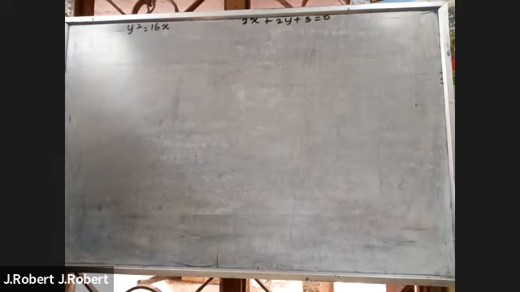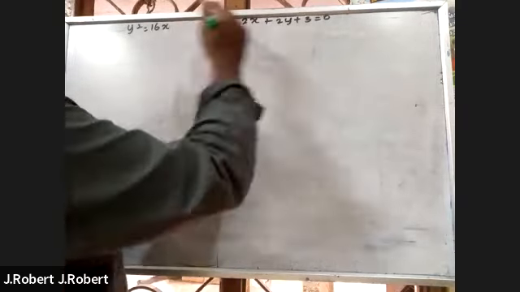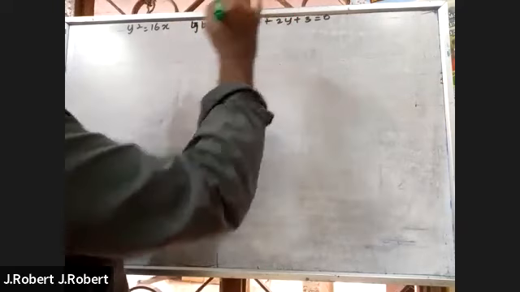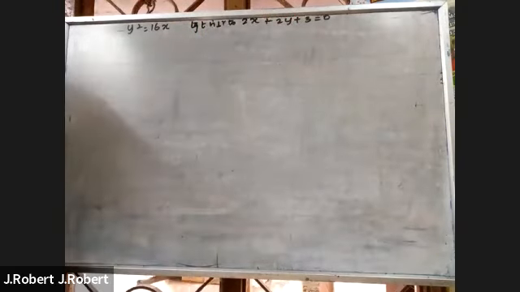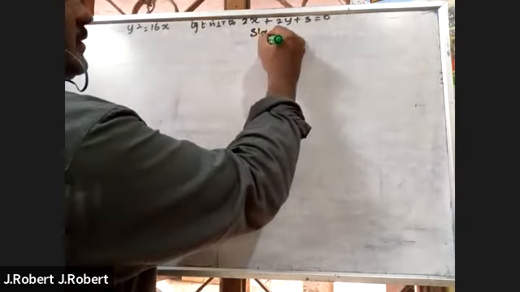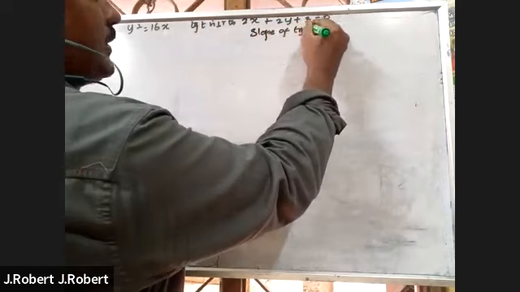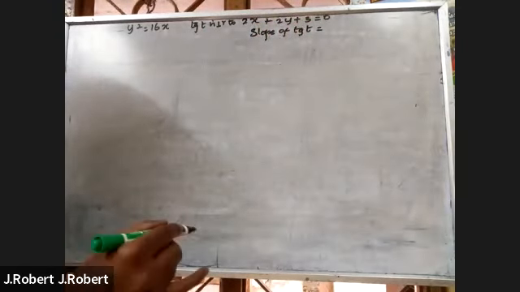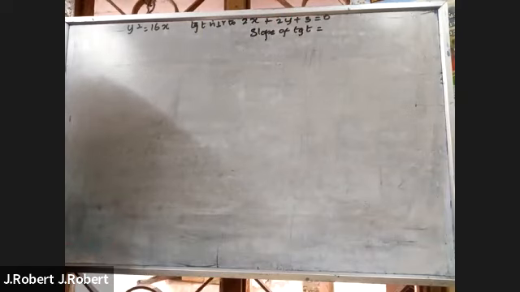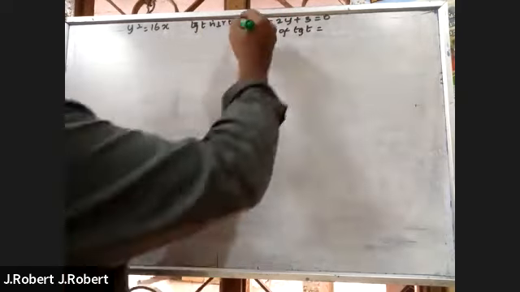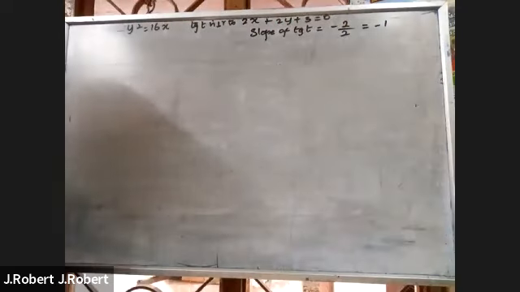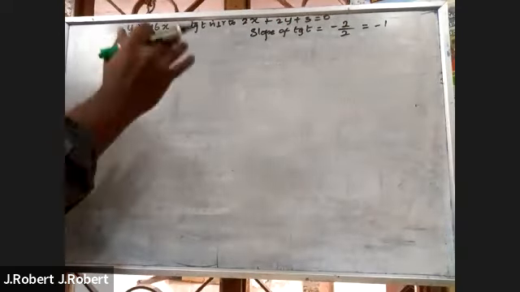So it is clearly given that the tangent is perpendicular to this line. So I want the perpendicular slope. Okay. Now the slope of the given line is minus a by b. We know the formula: if it is given that ax plus by plus c equals 0 is a straight line, then the slope is equal to minus a by b. Here minus 2 divided by 2, which is equal to minus 1. This is the slope of the given line.